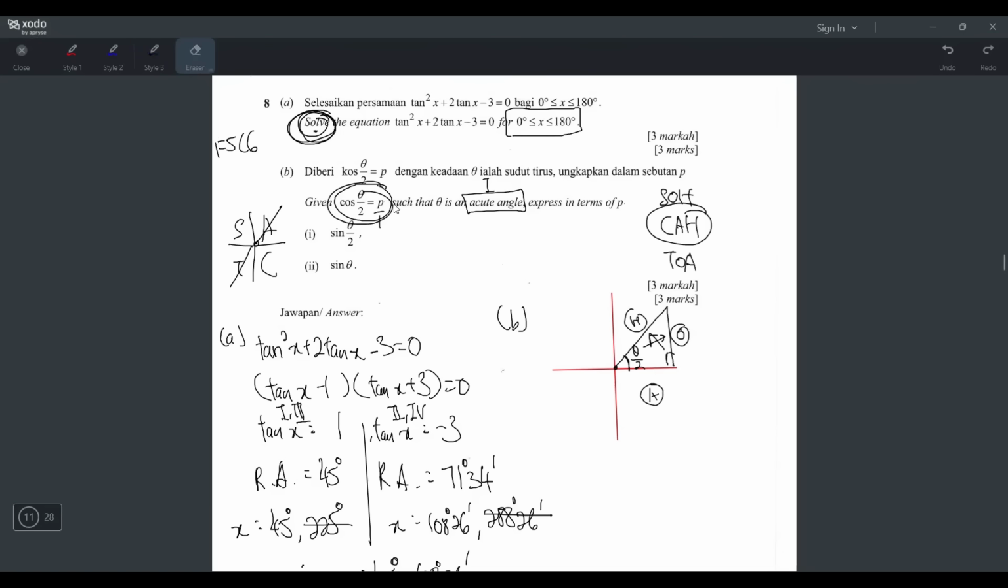Okay, I can padam the A and tulis P. Okay, yeah, I can tulis P. And then I can padam the adjacent, hypotenuse. Because cos is A over H. So A over H, P over 1, right? So P is the A, and then 1 is the H. So padam yang ni, tulis 1. And now I can find the opposite, and you should find it.